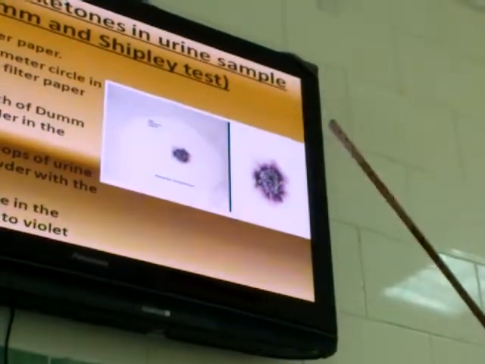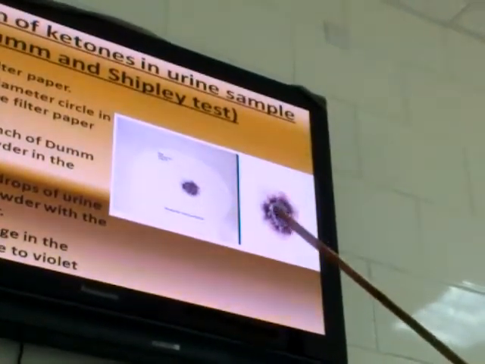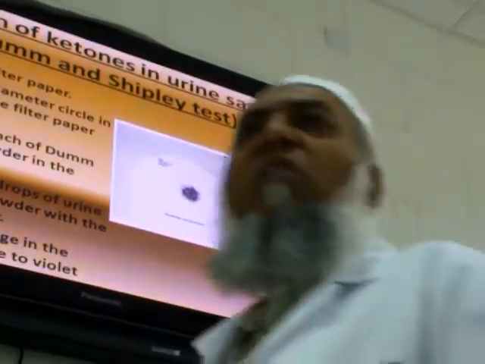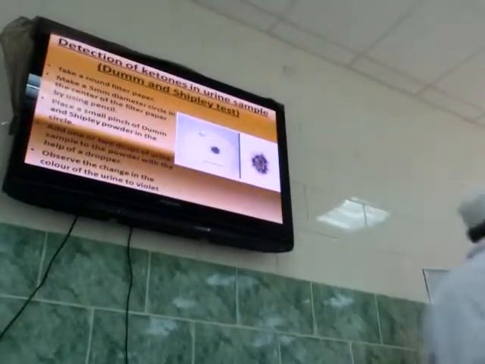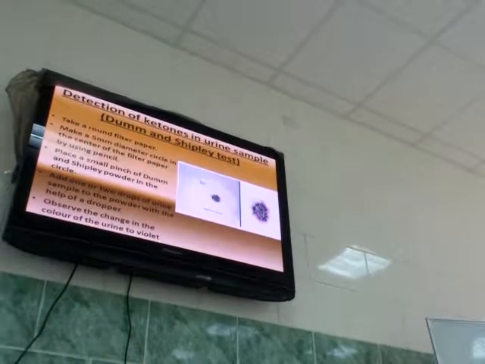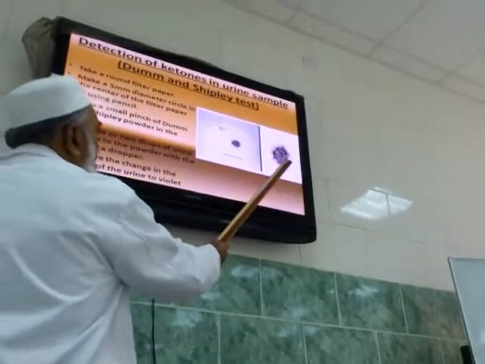But if the ketones are absent, no ketones in the urine, then after adding urine sample on the Dum and Shipley powder, there will be no color change. The urine will remain as it is. So after adding a few drops of urine on the powder, if you observe no color change, it means ketones are absent. But if you observe a purplish color change, it means ketones are present. This was the third point.